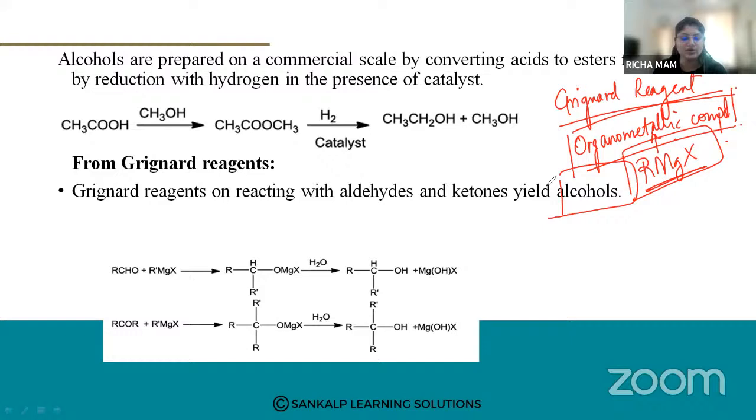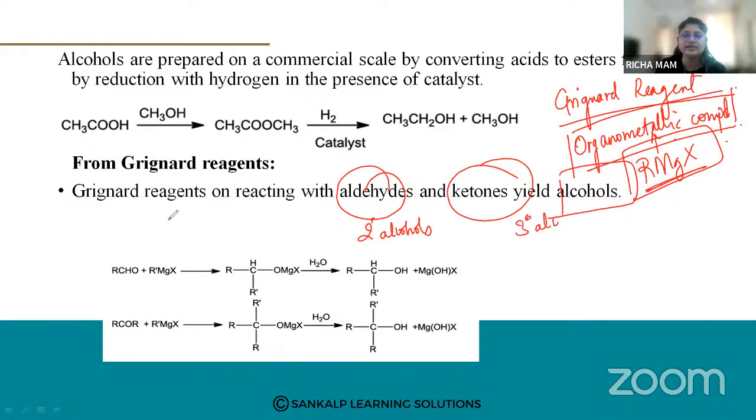Now, Grignard reagent, if we react with aldehydes and ketones, it will yield alcohols. If I take an aldehyde and react it with Grignard reagent, I'll get a secondary alcohol. And if I react the Grignard reagent with ketones, I'll get a tertiary alcohol.